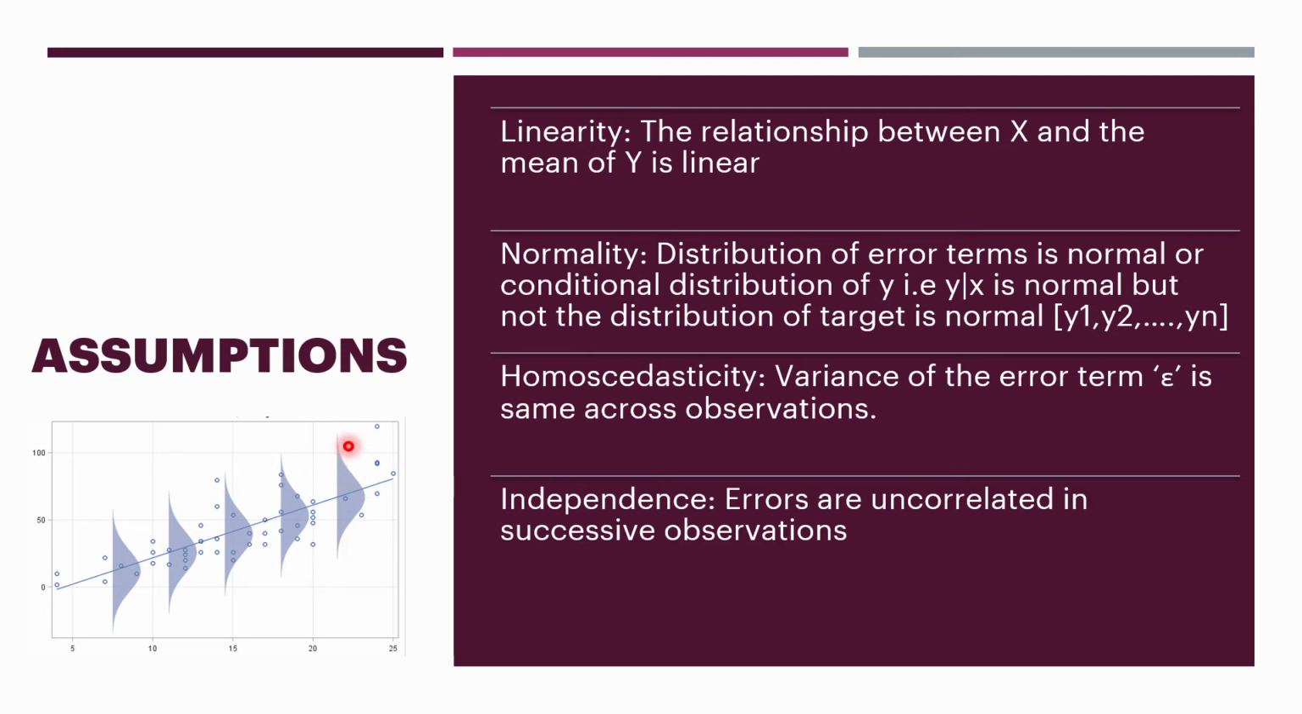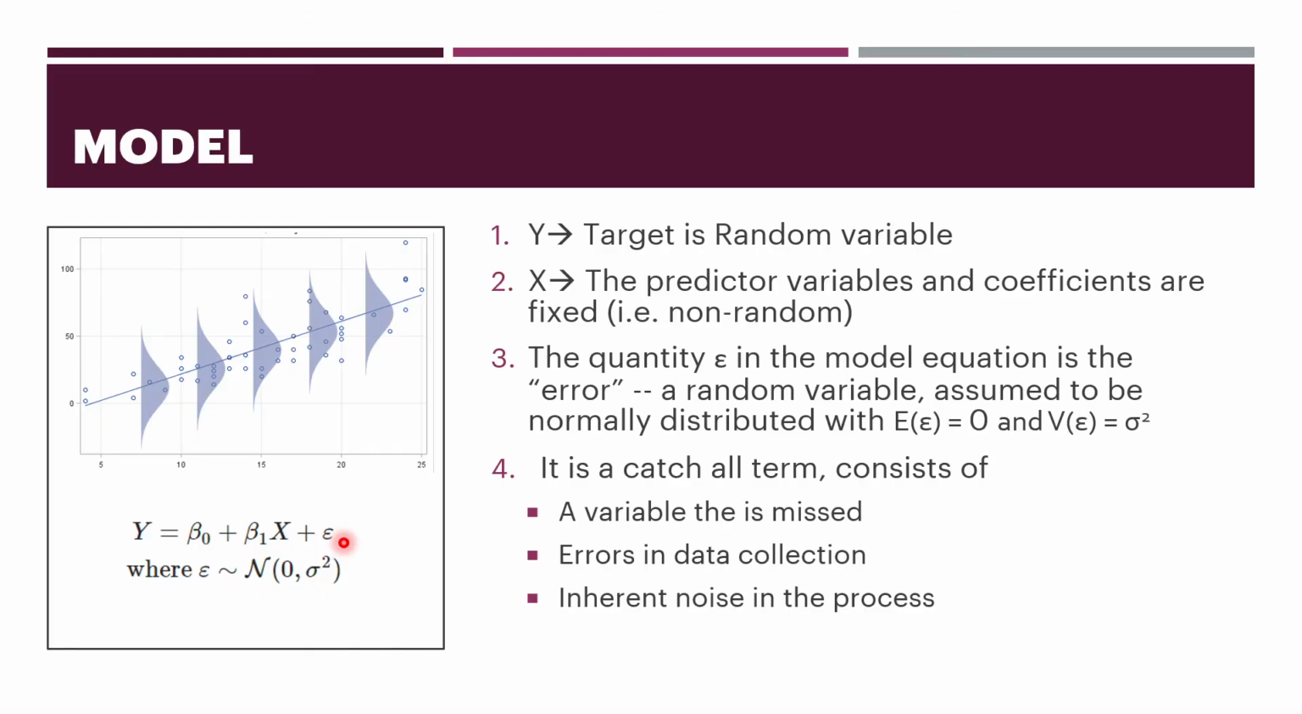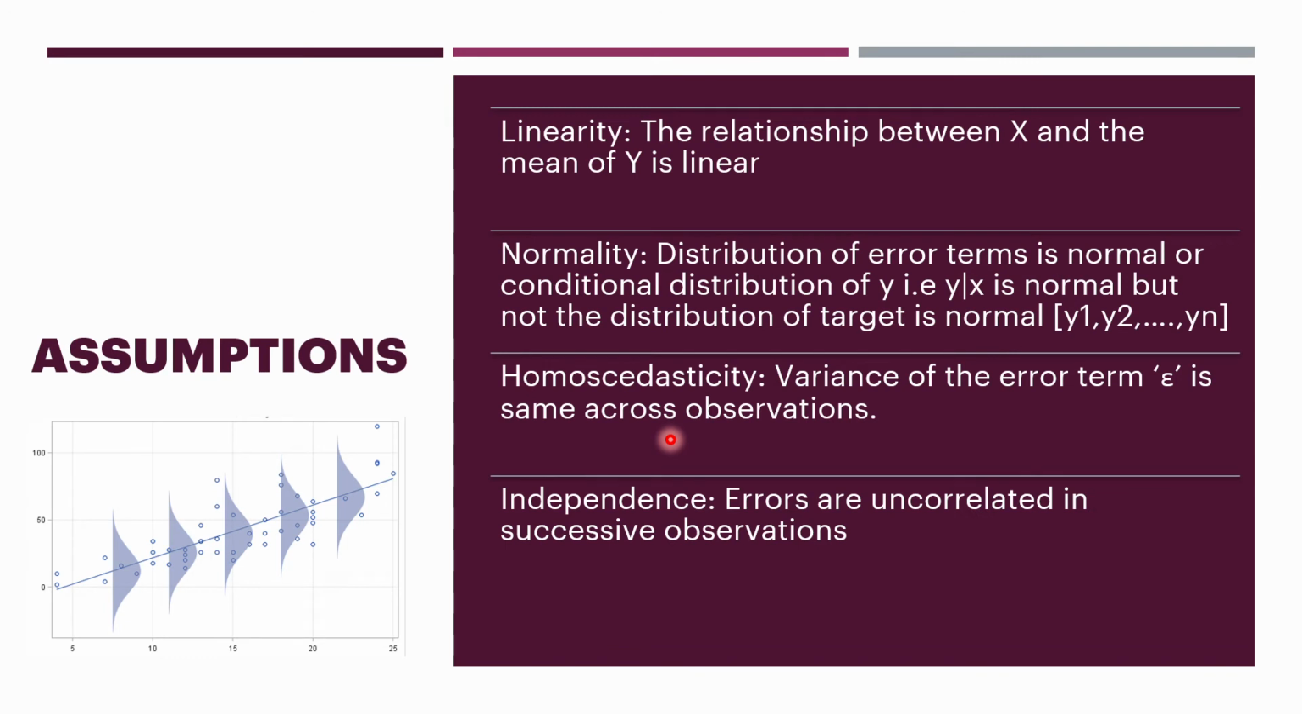Where is this distribution coming from? The distribution in y is coming from the distribution in the error. So if the error is normally distributed, then y is also normally distributed. That's another way of stating it. So the normality condition, what does it say? It says that the error terms are normally distributed, or the conditional expectation of y at a given x.